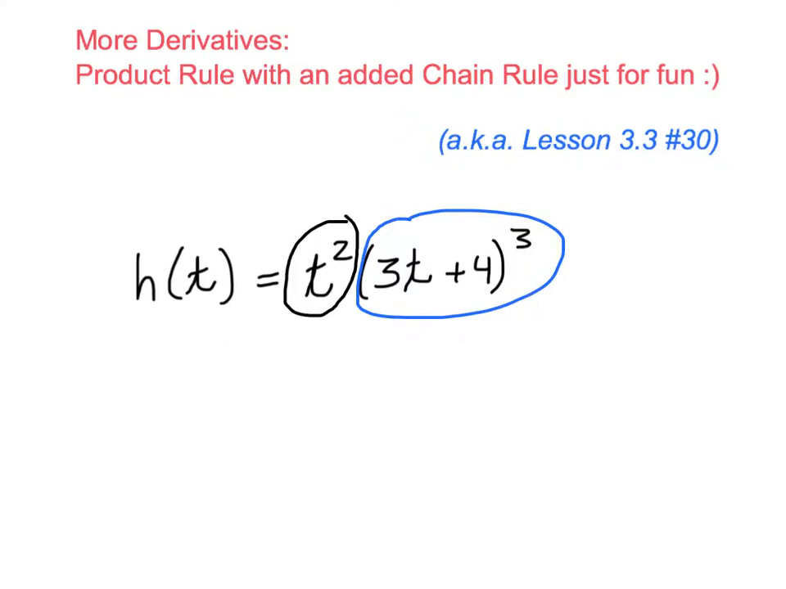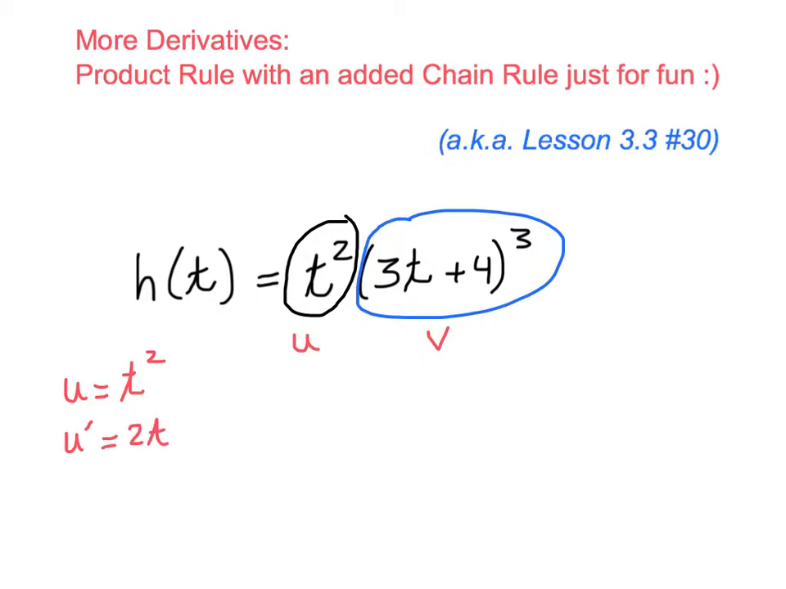And so we're going to use the product rule, but along the way we'll have to also use the chain rule. So you know our strategy for using the product rule. We assign the first factor to be our u function and the second factor to be our v function. So I'll go ahead and get set up over here on the left. If u equals t squared, then u prime, the derivative of u, is 2t.